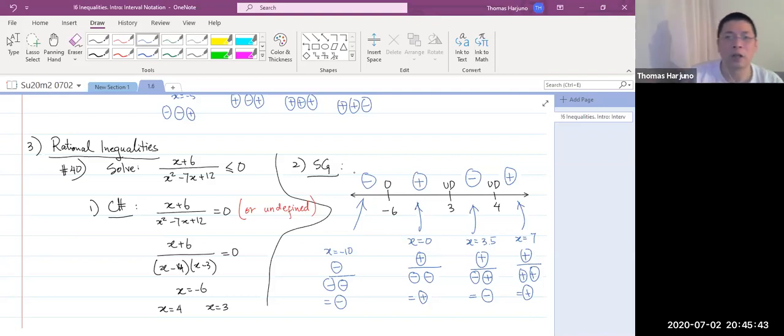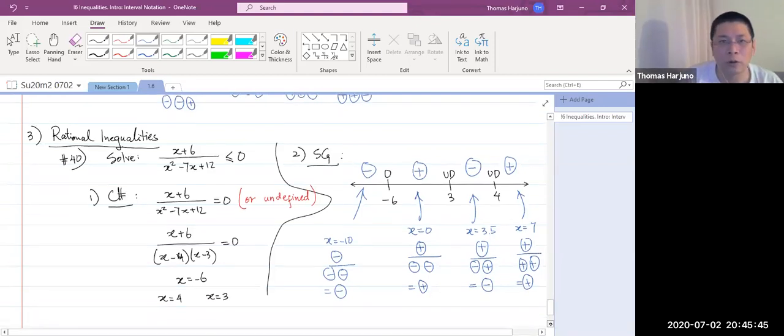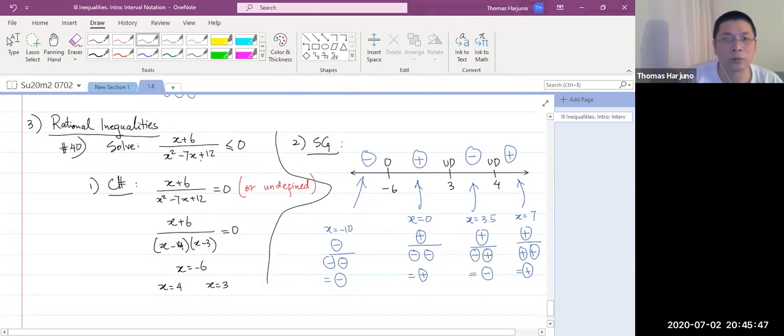Okay, now then, as for the solution, let's move on. We need negative or 0. Right? We need the negative or 0 solution.